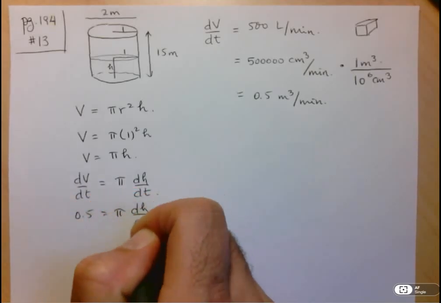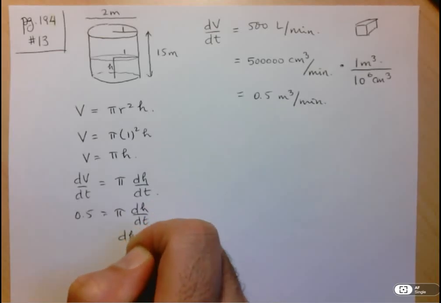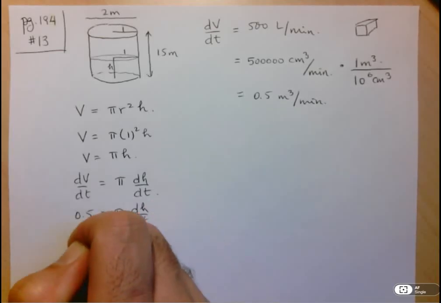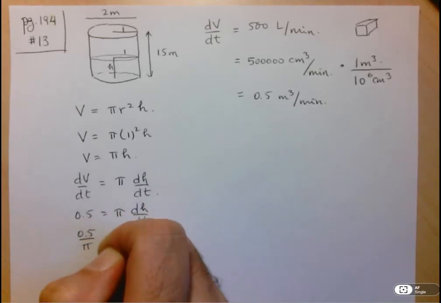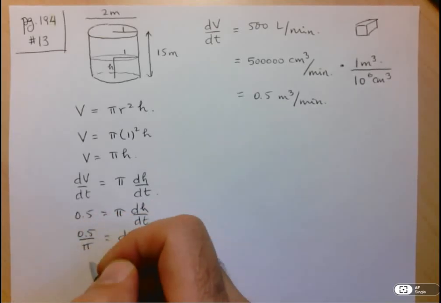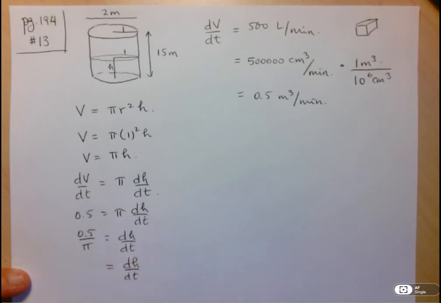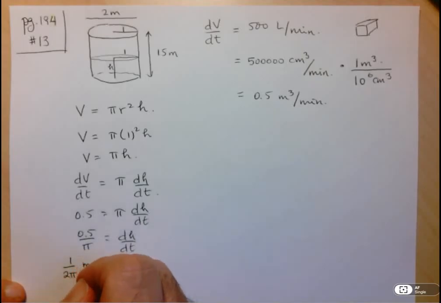Okay, and so the derivative of height with respect to time is 0.5 divided by pi, but that can be written a little nicer. We'll write it as 1 over 2 pi. So dh/dt, the rate at which the water level is rising, is given by 1 over 2 pi. And now we'll put in the units so we know that it's height. So we're talking about meters per time unit, which in this case was minutes.